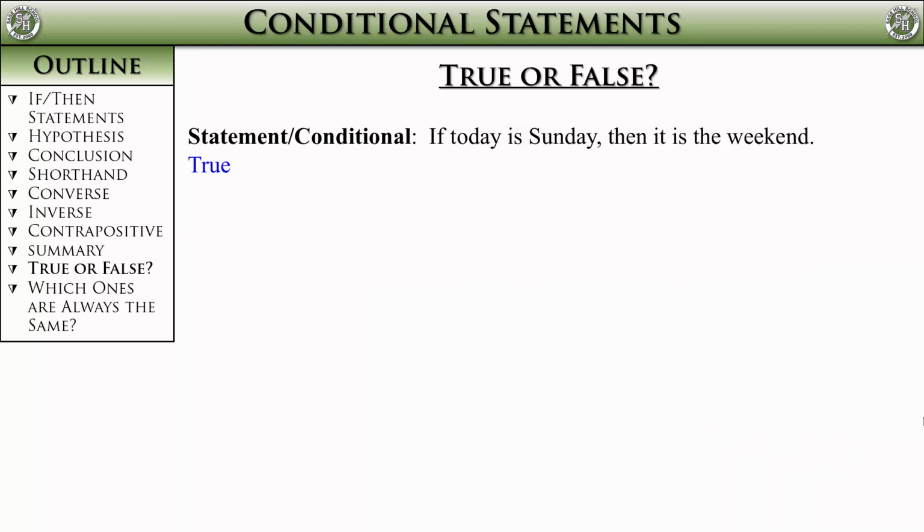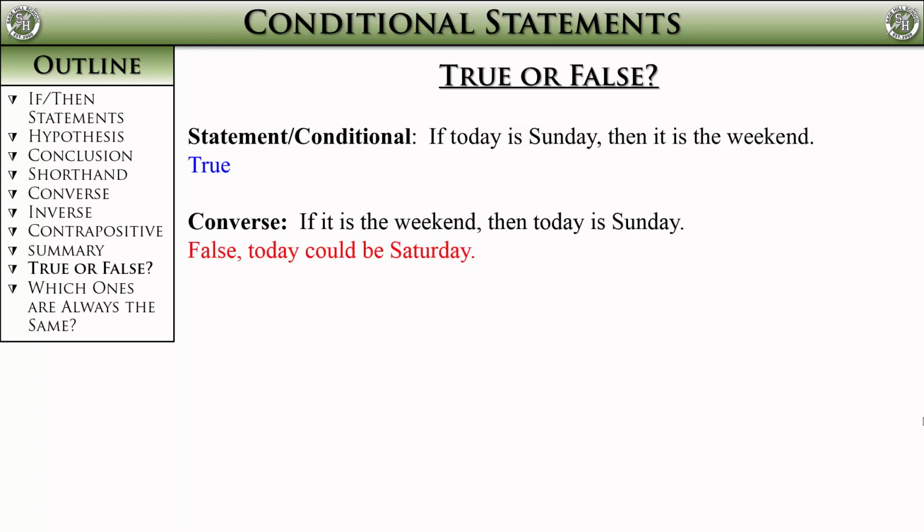What about its converse? First, let's write the converse down. Now we will assume that it is the weekend. If it is the weekend, does it have to be Sunday? No, it could be Saturday. So if it is the weekend, half the time it is Sunday, half the time it isn't. Even though it is sometimes true, you can only label a conditional as true if the conclusion is always true. So we would put down false for this one.